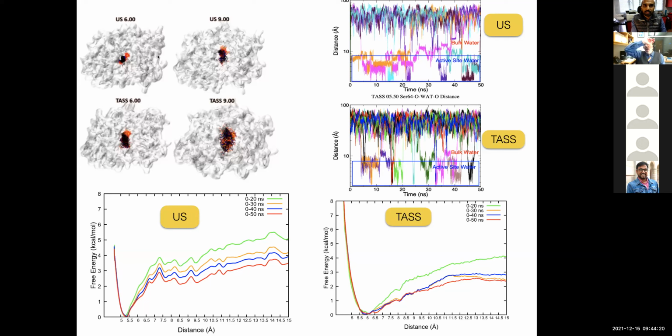It's not like in umbrella sampling, but it's extremely quick, and even 20 or 30 nanoseconds is good enough for you to get a very good estimate of the free energies. And you can see that the water molecules are diffusing in and out very rapidly in TAS simulations, but in umbrella sampling, it really gets stuck in the active site for a very long time.